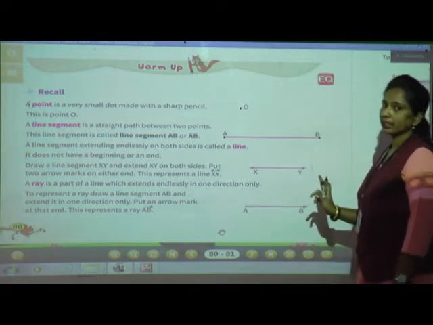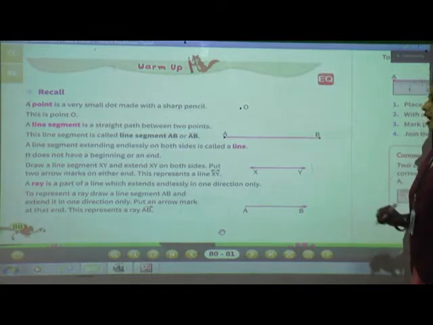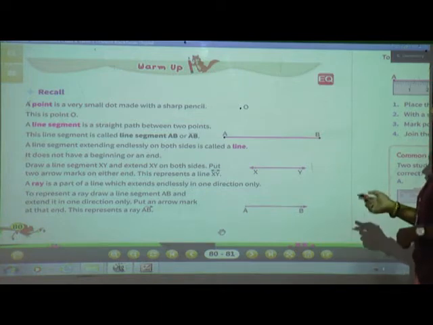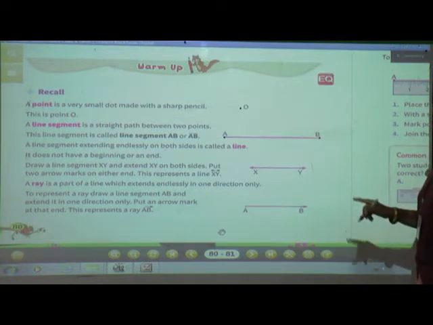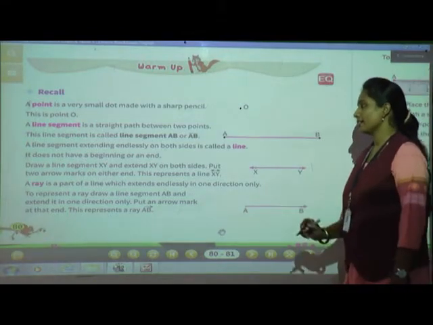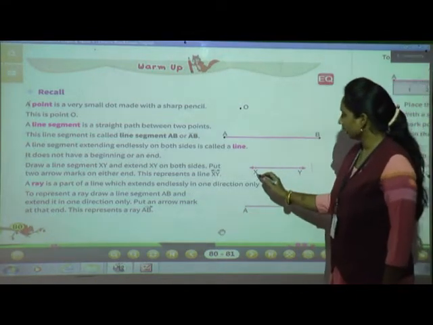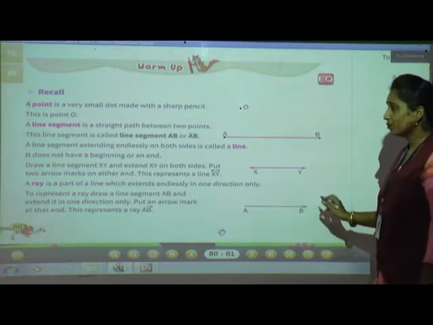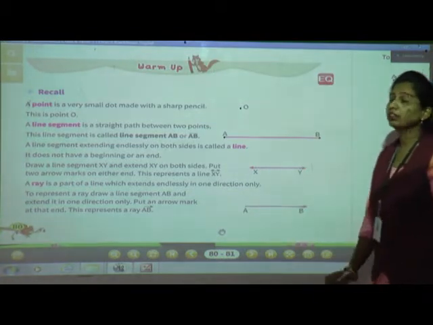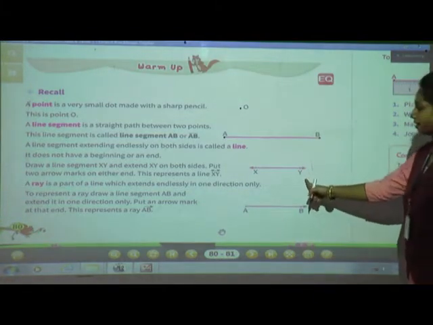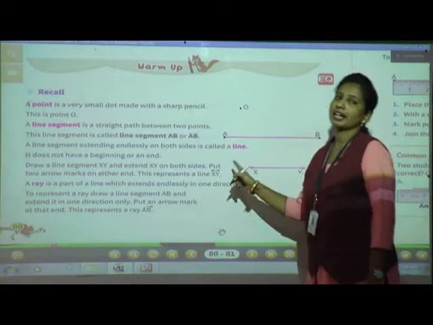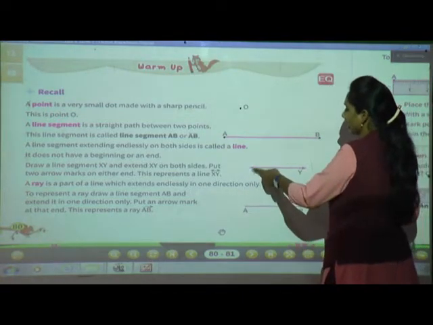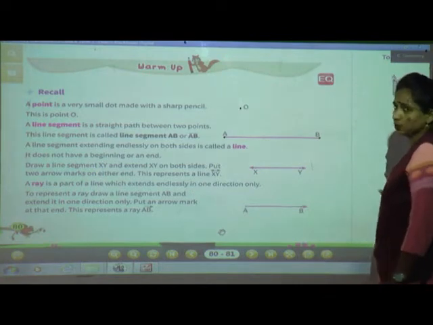It does not have a beginning or an end. Now draw a line segment XY, extend XY on both the sides and put two arrow marks on either end. This represents a line. Now see this line. Here are the points, but what we have to do? We have to give arrows to both the sides. This represents line XY. So these arrows represent that there is no beginning and there is no end.